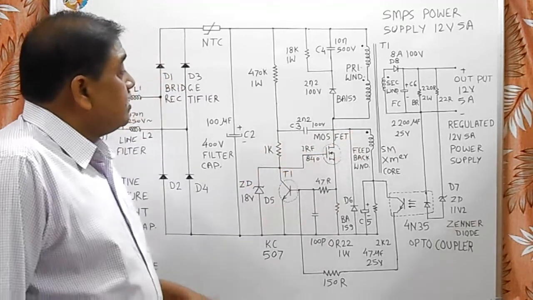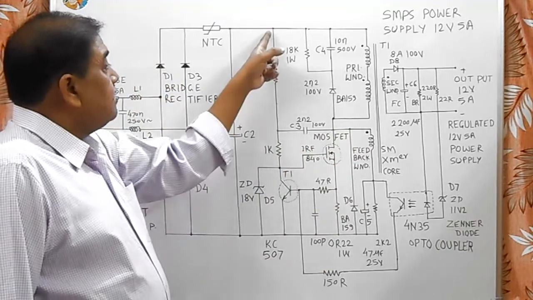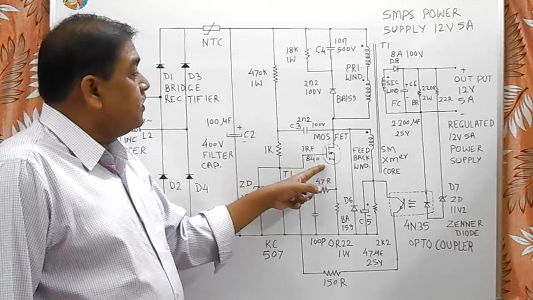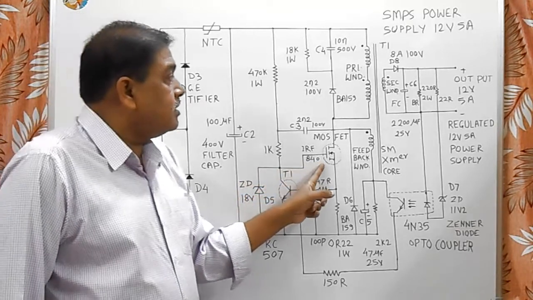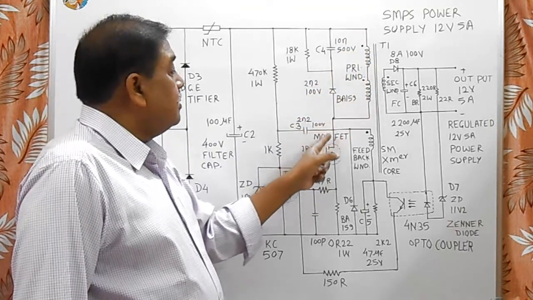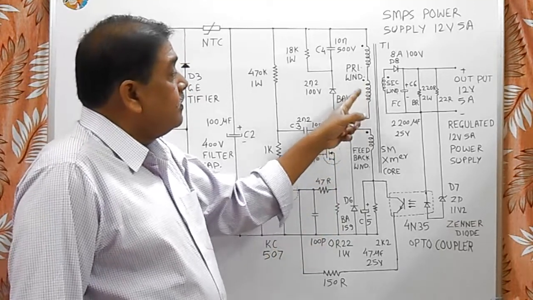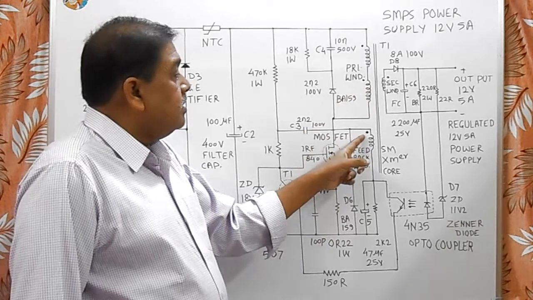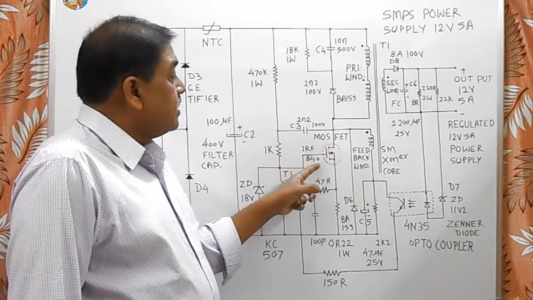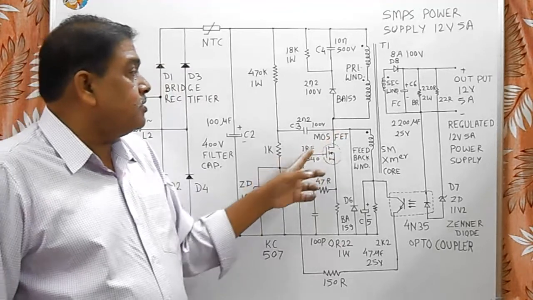So as soon as we give the supply to the circuit, this 470K resistance gives a biasing voltage to the MOSFET, and it starts conducting current. The current flows from this point through this winding to the MOSFET, and it goes to the earth. Due to this current flowing, there is an induced voltage in this winding, and it gives positive feedback through this capacitor and resistance to the gate of the MOSFET. So the current goes on continuously increasing. This is a positive feedback oscillation system.